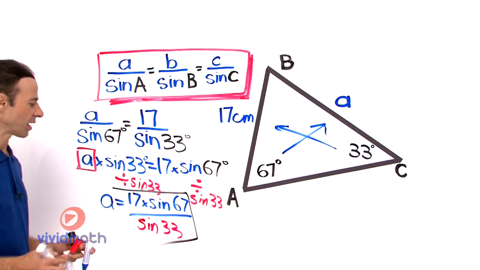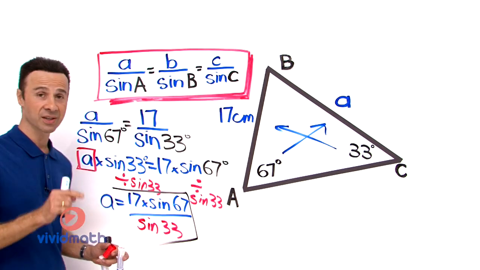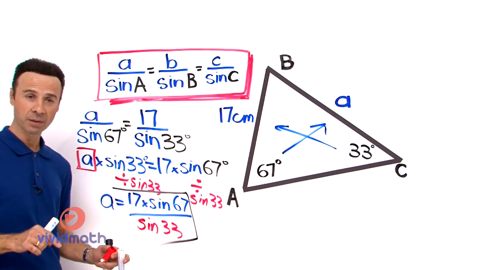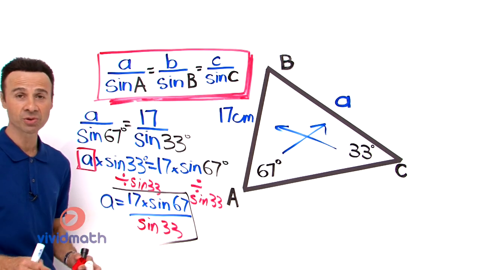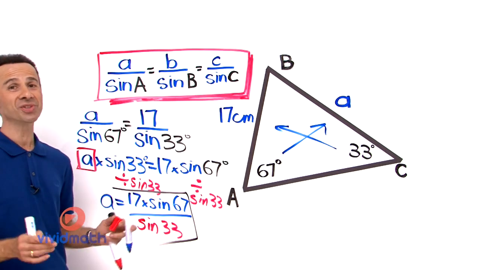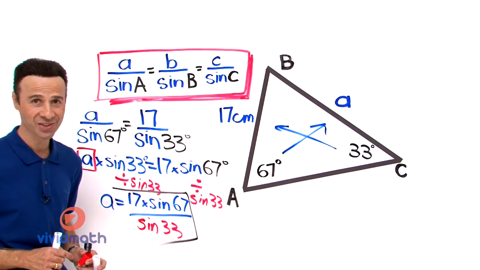Okay, let's put it in the calculator. 17 times sine 67 divided by sine 33. You can do that all in one go. If you want, you can do it separately. Both ways work just as good.